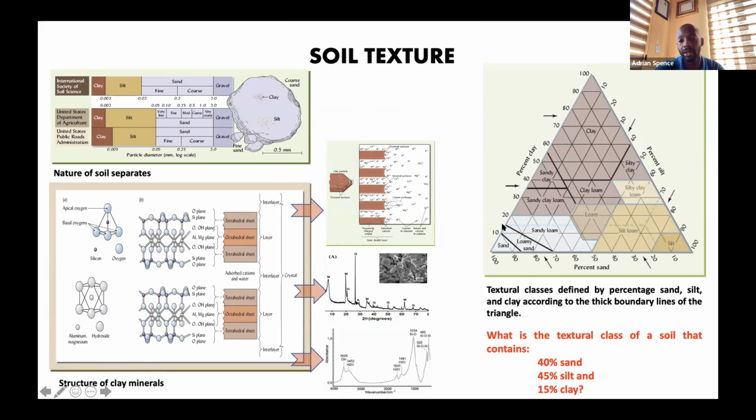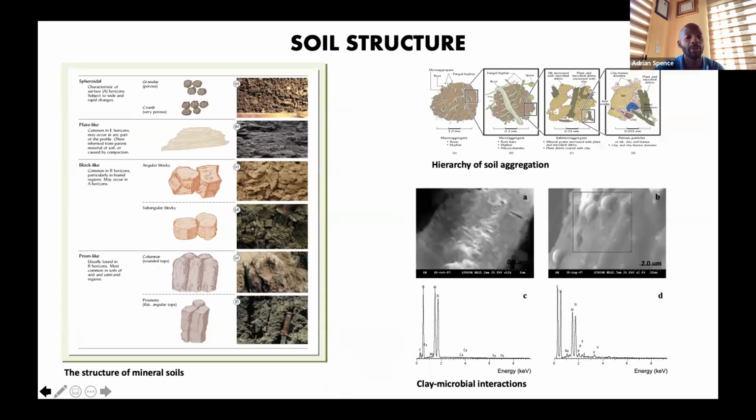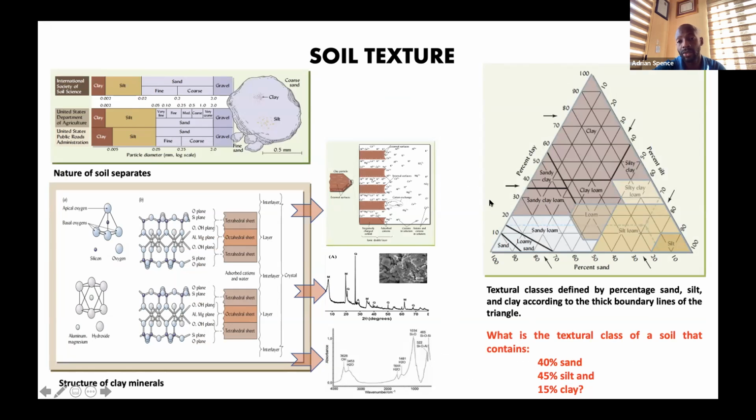So you basically locate the percentage clay on this axis, you go across, then the percentage silt, which would be 45, and you come down, and then the percentage sand, which is 40, and you go up. Now that gives a rough indication of the type of soil. So in this case, you end up with a loamy soil.